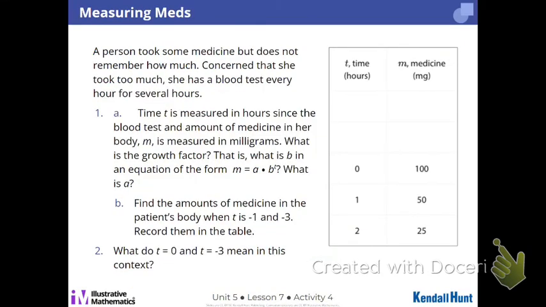This lady, I'm going to call her Betty, she took some medicine. Probably not, but she took some medicine and she doesn't know how much she took.